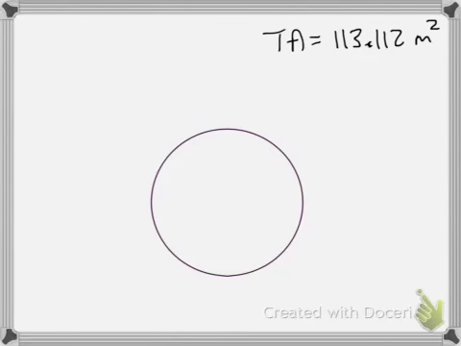Hey everyone, so today in class we looked at working backwards from area to determine radius and diameter, and this seems to be a concept that a lot of kids get stuck on simply because they're not taught to go backwards once they have a formula. So what I've drawn here is a circle, and it's got a total area of 113.112 meters squared.